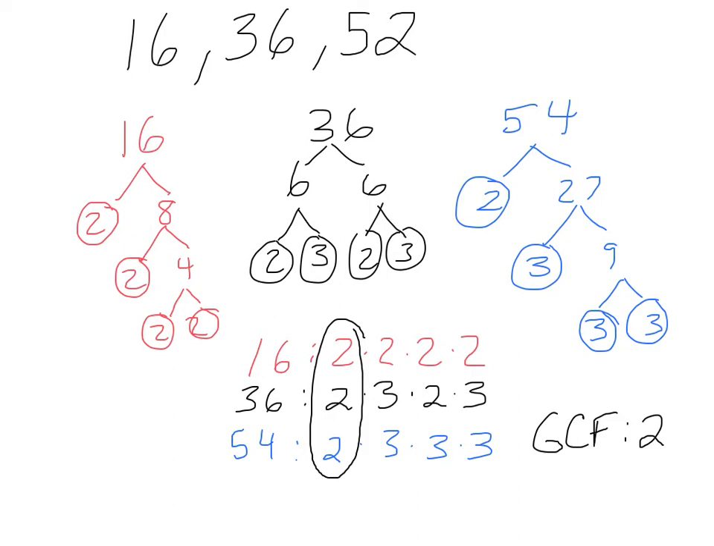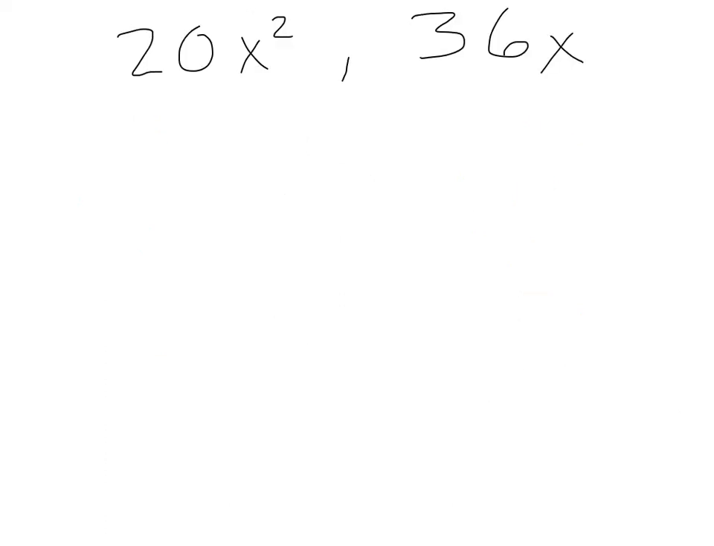Notice that they didn't have any other number in common besides the 2. So the GCF between the numbers 16, 36, and 52, the greatest of the common factors, is 2, the number that's the biggest that can divide them all. Nothing changes when we introduce variables.